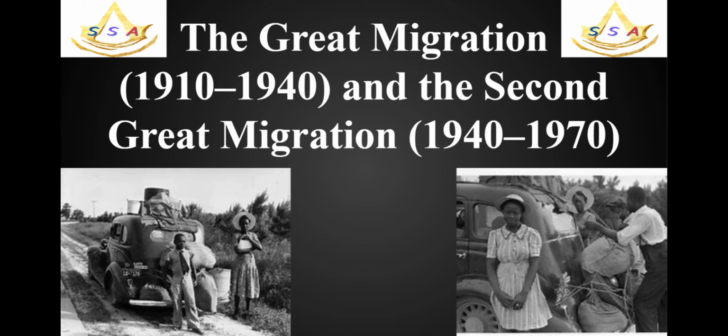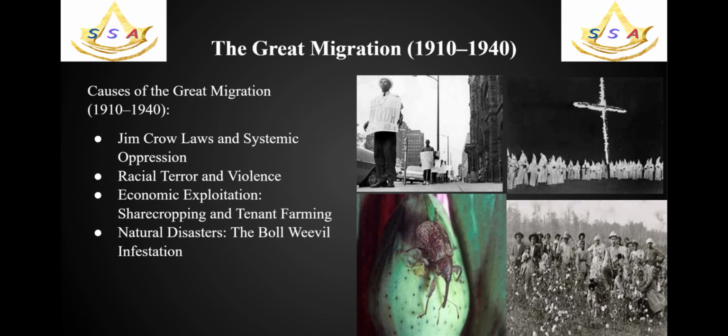The Great Migration, from 1910 to 1940, marked the beginning of this large-scale relocation, while the Second Great Migration, from 1940 to 1970, significantly expanded and intensified it. So, the causes of the Great Migration, from these years, from the 30-year time span.